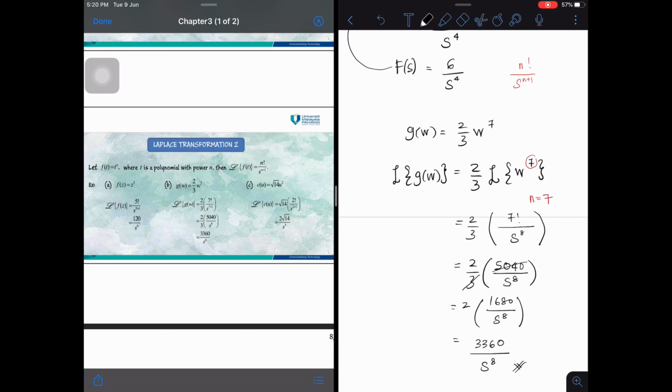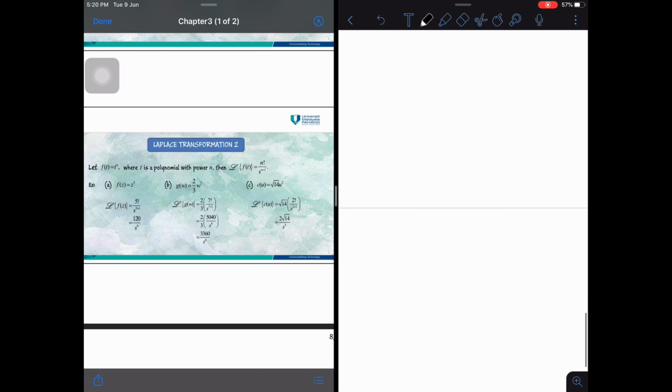Let's see example C here. In example C, we have c(u) equal to set 14 u to the power of 2. Don't worry too much when you see set 14 here, because set 14 is just a constant. We can just bring it in front of the Laplace transformation process.